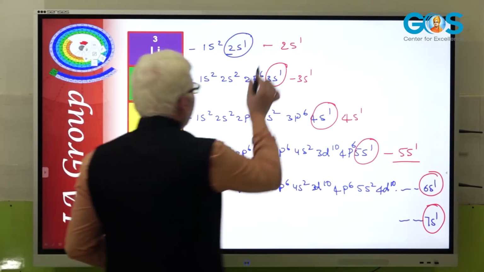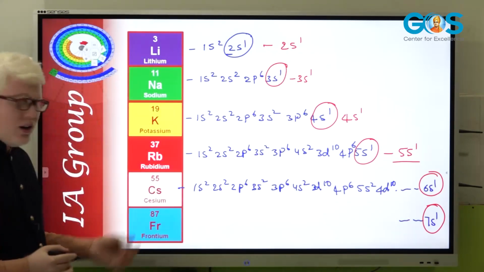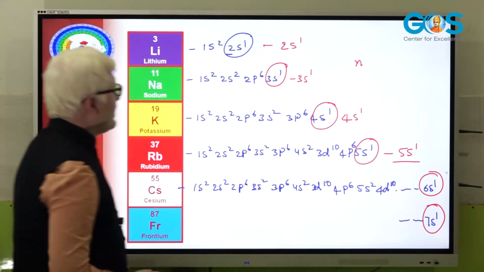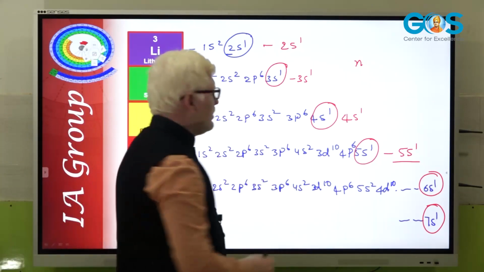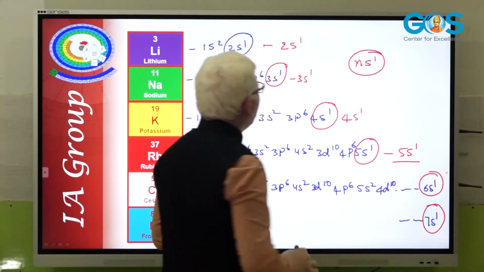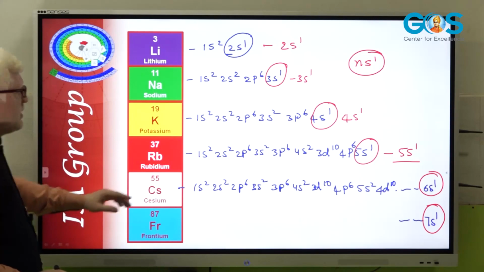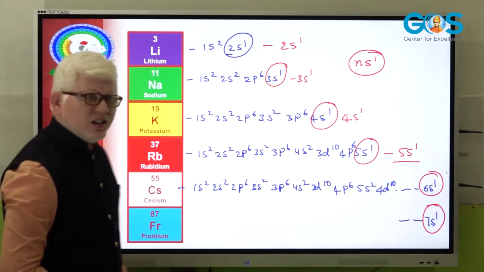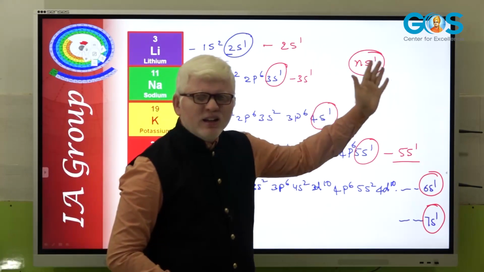If you observe carefully, we have 2, 3, 4, 5, 6, 7. These represent the orbit number, which is represented with n. And commonly we have s1. So the general valency electronic configuration of the alkali metals or 1A group elements is ns1.